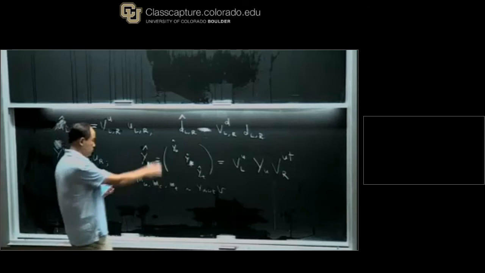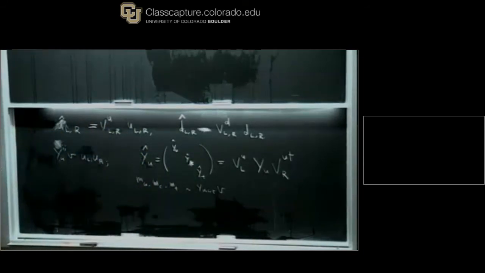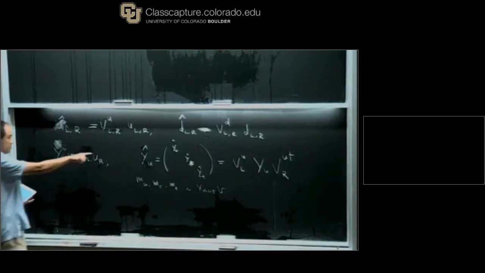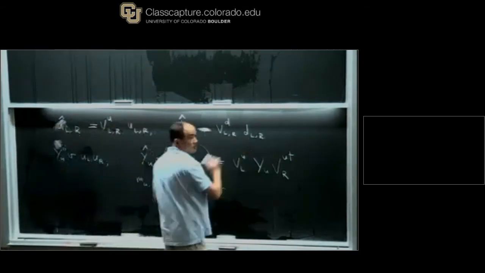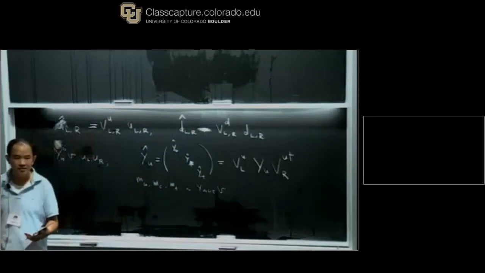Right. Is that okay? So I'm going to also do this for the down sector. Okay. So this is the down sector. I have these two rotations. So I diagonalize the mass matrix and go to the mass eigenstates.